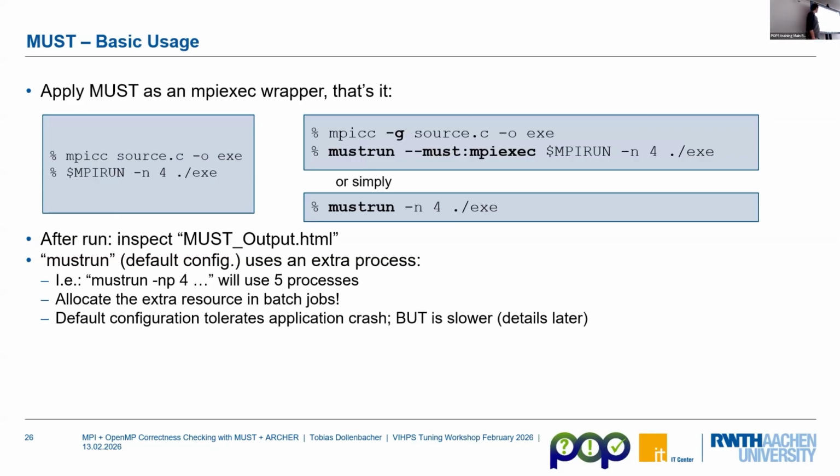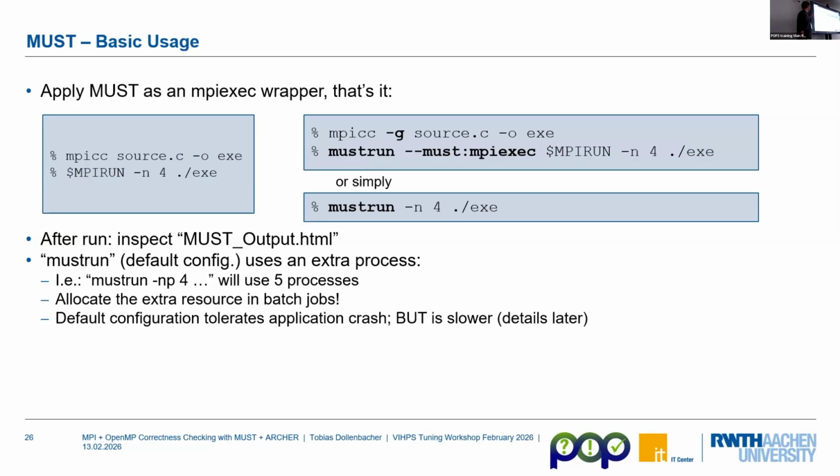And what you have to keep in mind is that mustrun will always spawn more processes than you requested because it needs to do the analysis. If you just put mustrun here, you activate the so-called centralized analysis, which means there's only one additional process spawned. So if we do mustrun -n 4, we'll actually spawn 5 processes, because one is doing the analysis and 4 are doing the actual run.